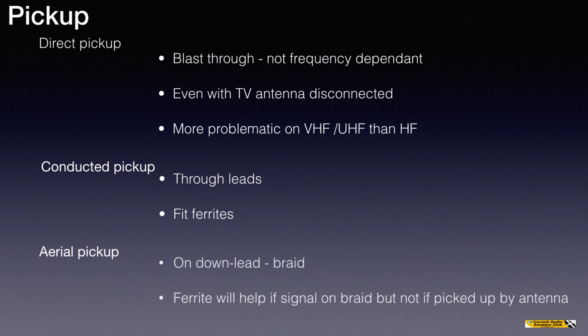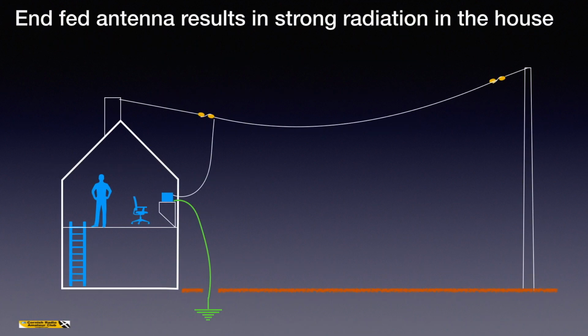And finally, aerial pickup. If it's being picked up on the down lead, in other words through the braid of the TV or hi-fi antenna, then a ferrite will help. But if it's being picked up by the TV antenna directly, then fitting a ferrite won't help, and you'll have to look at solutions such as the one we looked at before, fitting a bandpass filter.